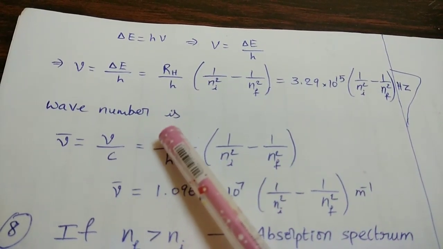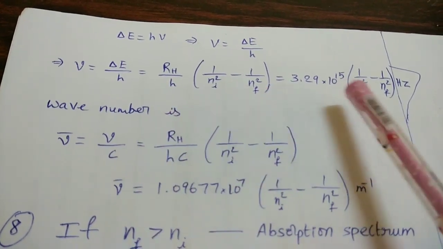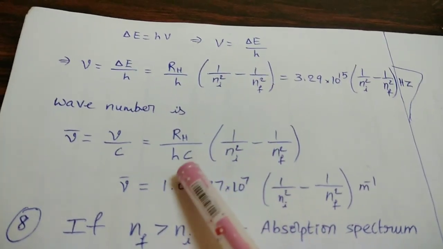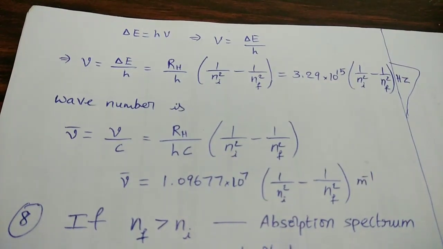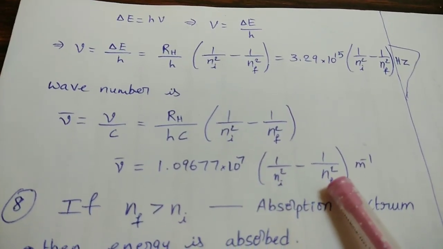Next, the wave number expression: wave number ν bar equals ν by c. Substitute ν here, where c is velocity of light, h is Planck's constant, or the Rydberg equation. Finally we can get the expression for ν bar, this one.